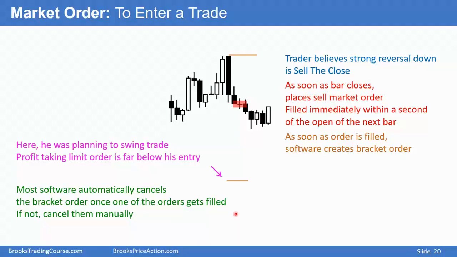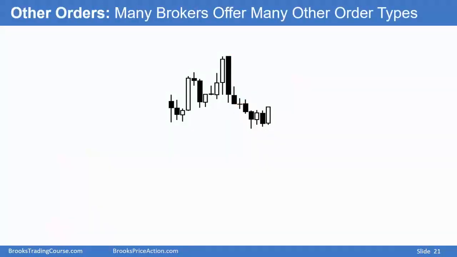Your software will automatically cancel the order that is not filled as soon as one order is filled. If the market comes up here and hits your stop, this gets filled. If it comes down here to hit your profit target, your profit taking limit order, you get filled, you're no longer short, and your stop automatically gets canceled. There are many other types of orders, and many brokers offer lots of other choices for you.